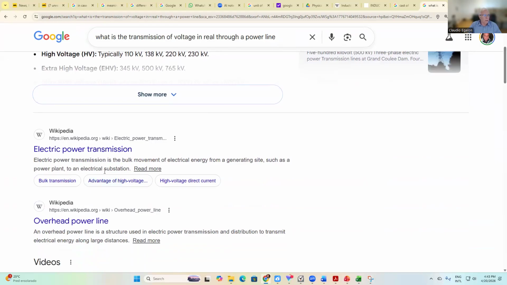Or 220, not at most 220 volts. In factories, they have even 330 volt voltage. Okay, so let's take a look at this numerical example that deals with those numbers as well. Here you go.